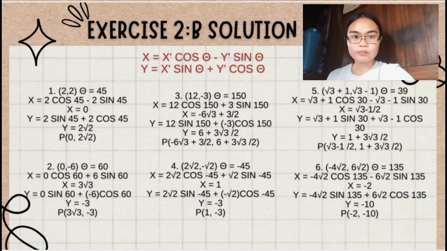So our P is square root of 3 minus 1 over 2 and 1 plus 3 square root of 3 over 2. And lastly, for number 6, the given P dash is negative 4 square root of 2 and 6 square root of 2. And the given theta is 135.